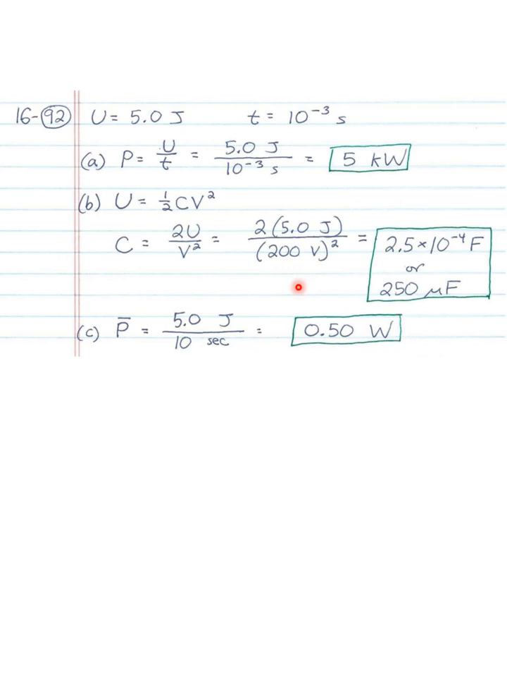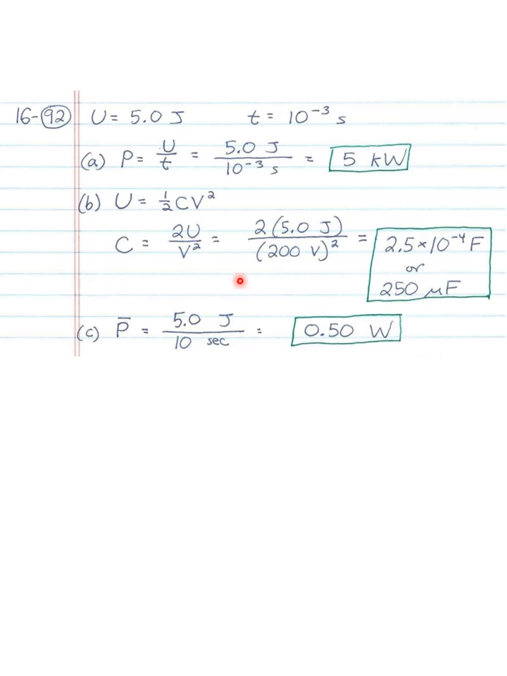Question C then talks about average power consumption over a long duration. So we're using this flash once every 10 seconds, presumably maybe for several minutes on end. Well, so it's going to be 5 joules every 10 seconds. So the average power, 5 joules divided by 10 seconds, is 0.50 watts.